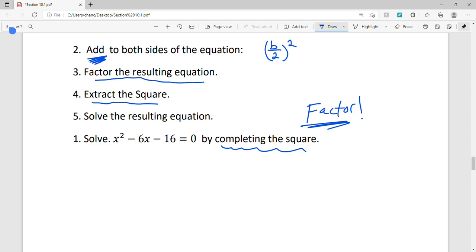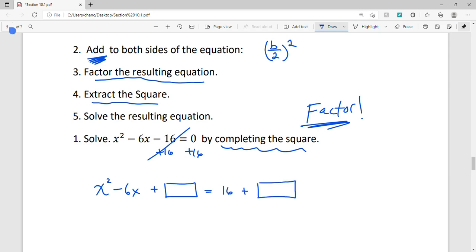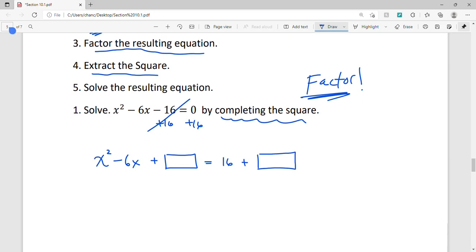I want to rewrite it by adding 16 to both sides. We have x squared minus 6x, I'm going to leave a blank space here, equals 16, and then I'm going to leave another blank space. Why do we do that? Well, we need to add (b divided by 2) squared to both sides of the equation. And in our problem, our b is -6.